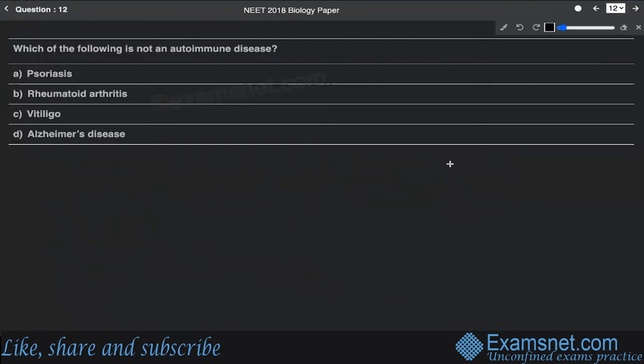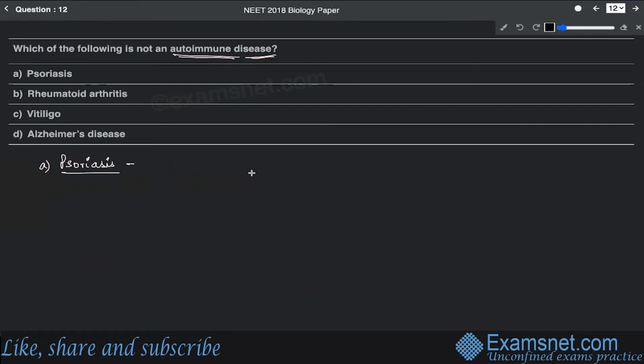Now, question number 12 says: which of the following is not an autoimmune disease? So it is asking about which of the following is not an autoimmune disease. All right. So the options are psoriasis, rheumatoid arthritis, vitiligo, and Alzheimer's disease. Now, let me tell you that this question has been asked from the chapter of human health and disease from your 12th standard. Let us look into the options step by step. All right. So the first option is psoriasis.